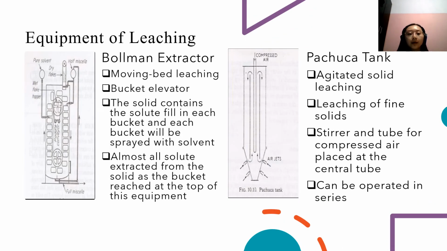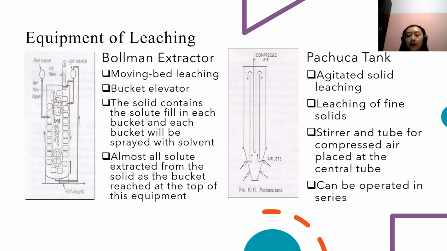The first equipment of leaching is the Bollman extractor. It is a moving bed leaching. It is arranged as a bucket elevator. The solid containing the solute is filled in each bucket and each bucket will be sprayed with solvent. Almost all solute is extracted from the solid as the bucket reaches the top of this equipment.